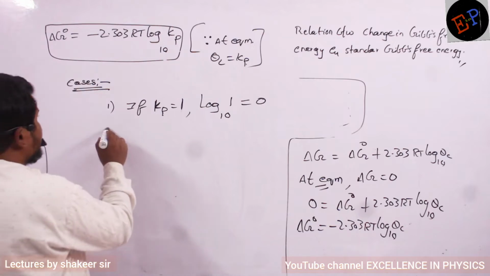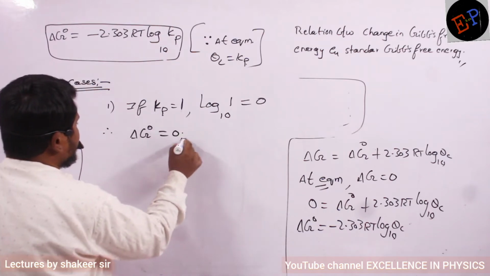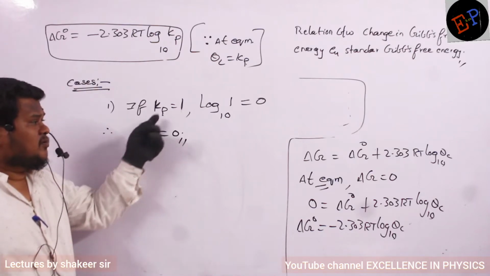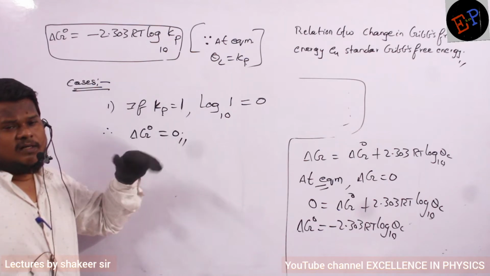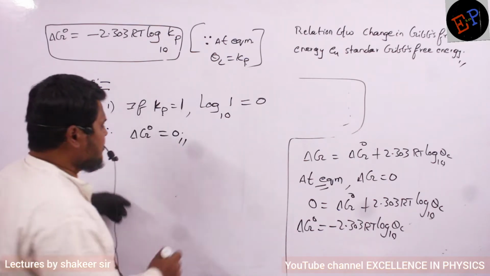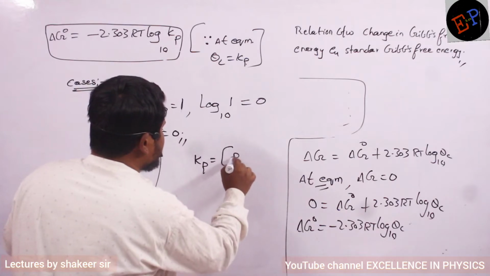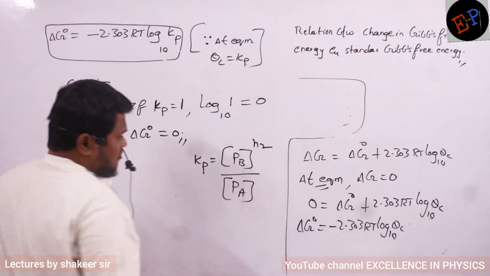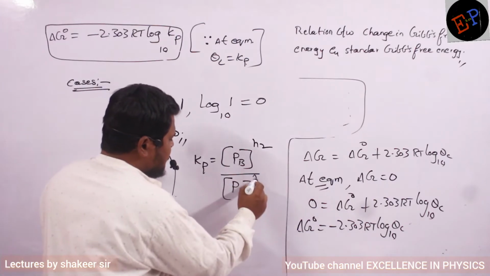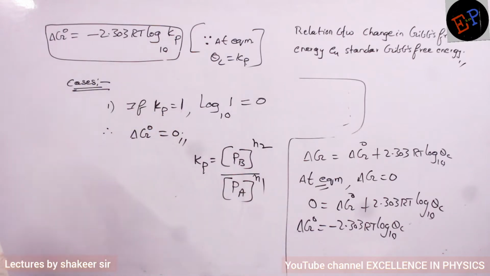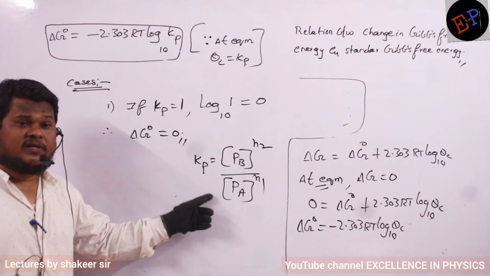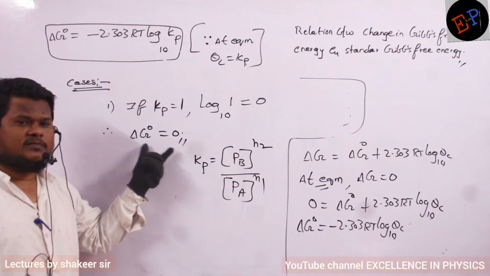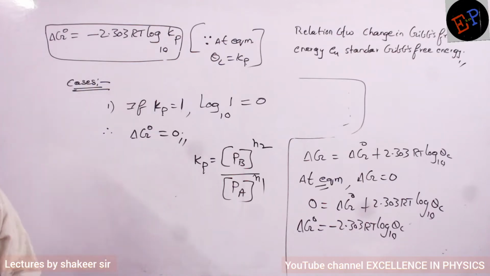Are you able to understand? Therefore, what can I write? Standard Gibbs free energy also will become 0. So standard Gibbs free energy is becoming 0 at which condition? Only when the Kp value is 1. And what is meant by Kp we have already studied, no? Kp is nothing but the partial pressures of products to the power of their stoichiometric coefficients divided by the partial pressures of reactants to the power of their stoichiometric coefficients. This is Kp. It means if the partial pressures are equal, then Kp will become equal to 1. If Kp equals 1, then standard Gibbs free energy also will become 0. This is my case number 1.